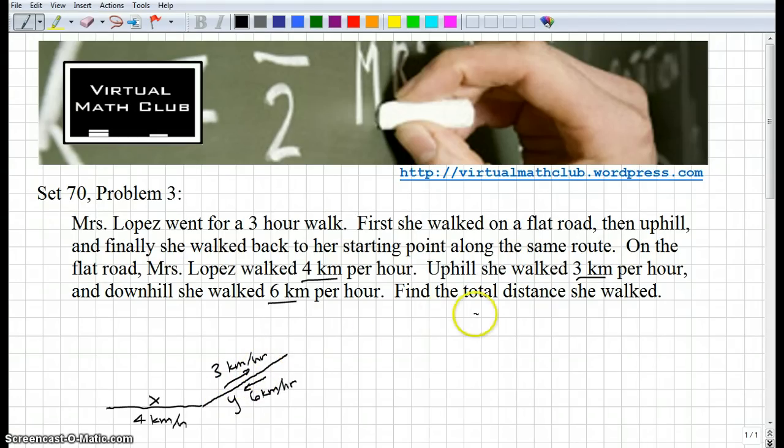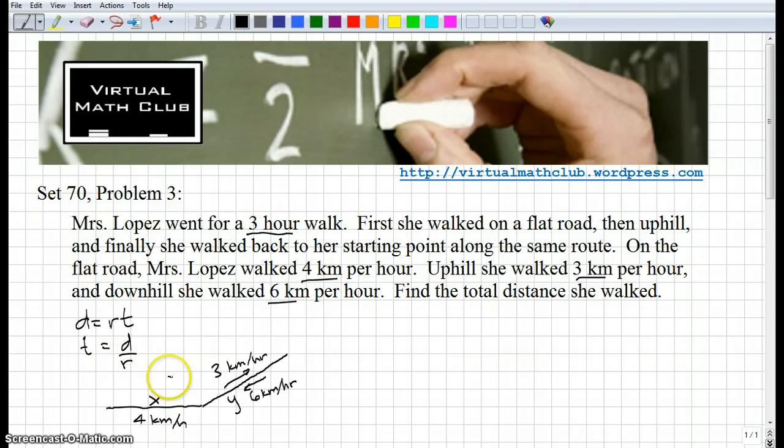The other information we're given is that it's a 3-hour walk, so we know her total time. We also know that distance is equal to rate times time. For each portion of her walk, the flat, then uphill, then downhill, she's walking at a constant rate. On the flat portion, she's walking at a constant 4 kilometers per hour. We can rearrange this equation to get time: time is equal to distance over rate.